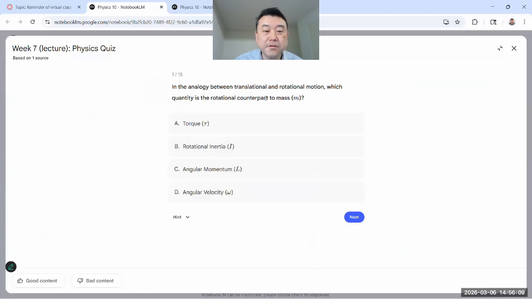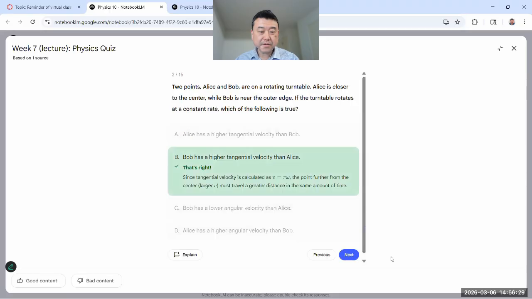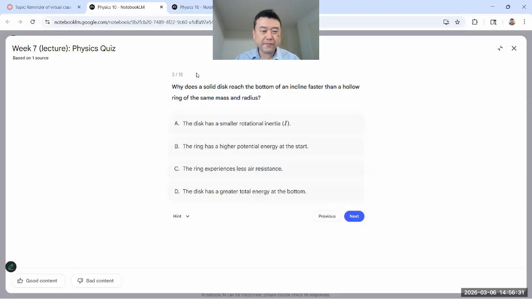Which quantity is the rotational counterpart to mass? Rotational inertia. And 2 points, Alice and Bob. Yeah, those are the names of the masses that I've used. Alice closer, Bob farther, rotating at a constant rate. Bob has higher tangential speed, because Bob is near the edge. They have the same angular velocity. A solid disk reaches the bottom of the incline faster than a hollow ring because it has smaller rotational inertia.